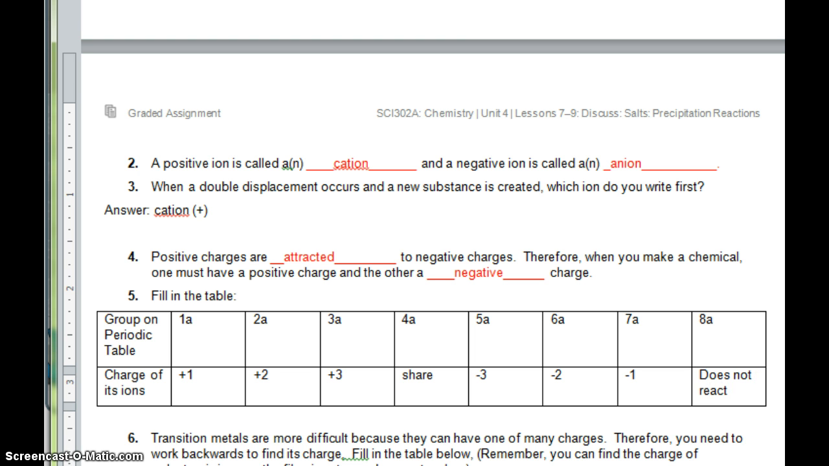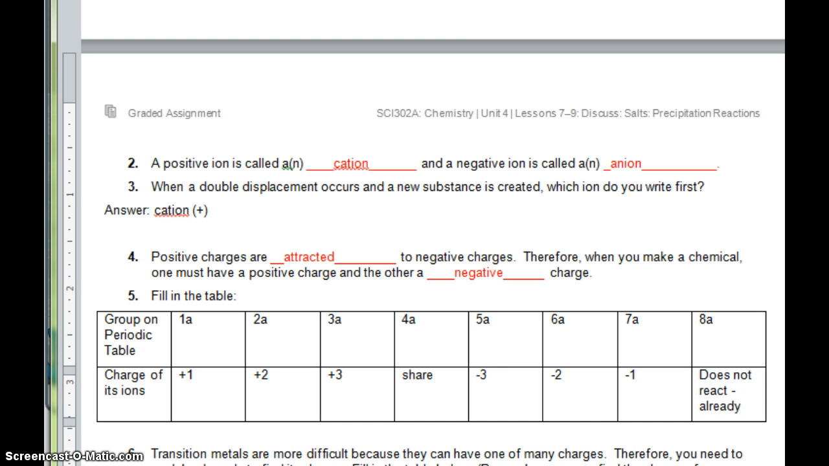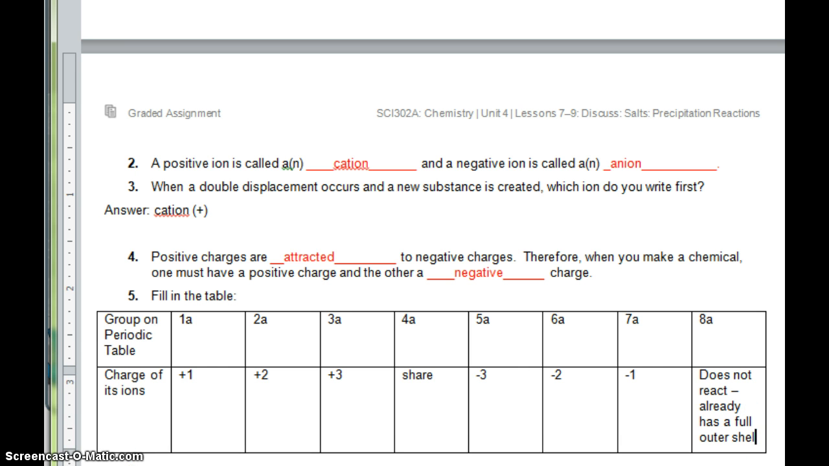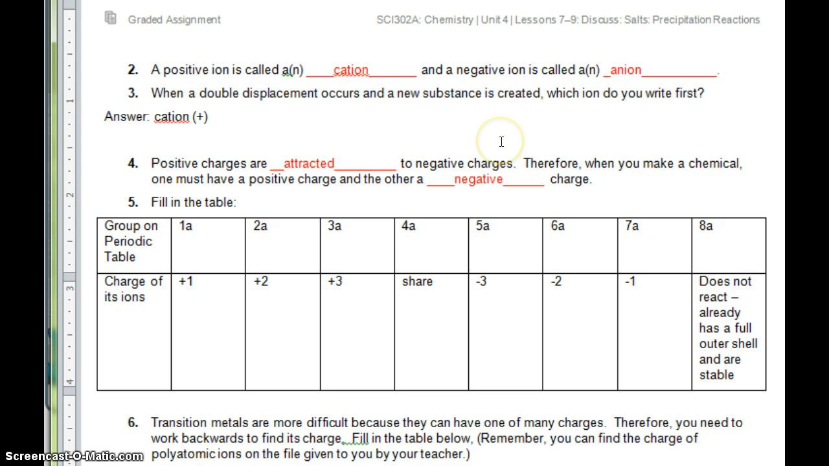And group 8A does not react. Why not? They already have a full outer shell and are stable. That's why we call them the noble gases. They're not going to react. They're already stable. They're rich. They're not going to deal with those peasant atoms over there.